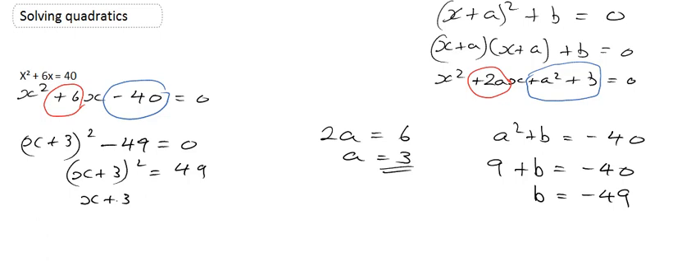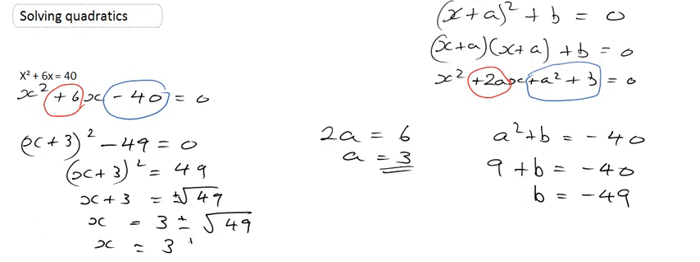X plus 3, if I undo the square, I get a square root. So I find the square root of 49. So x equals 3. Now remember, when I work out my square root, I get a plus and a minus of 49, which is x is equal to 3 plus or minus 7. 3 plus 7 is 10, 3 minus 7 is minus 4.